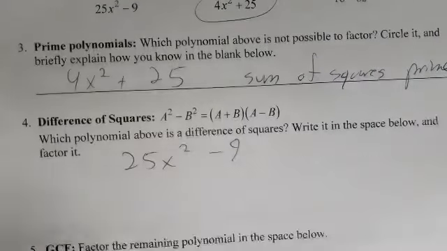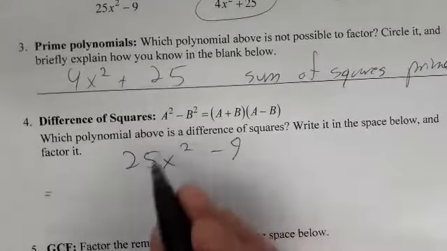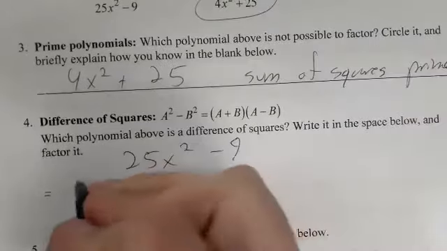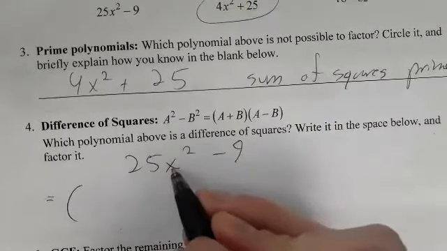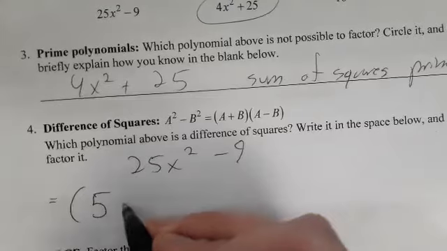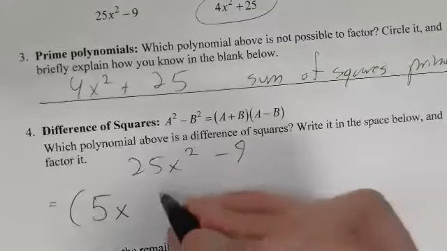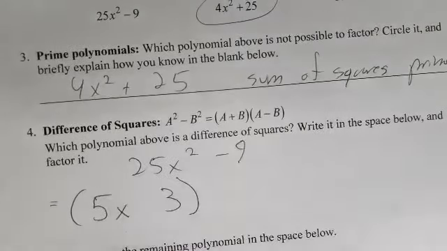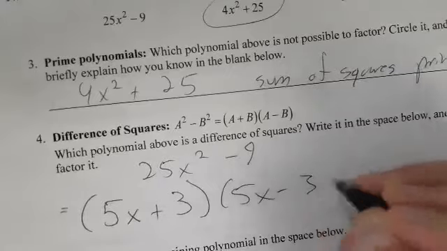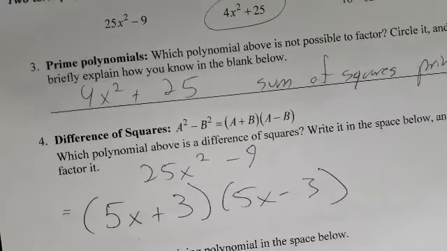Maybe this one is a little bit different because we have a coefficient on our first term, but it is still the same. Square root of 25x squared: I'm taking the square root of 25, that's going to give me 5. I take the square root of x squared, it gives me x. This is what you need. You want to take the square root of each term. So I have a 5x and a 3, plus in one and minus in the other.